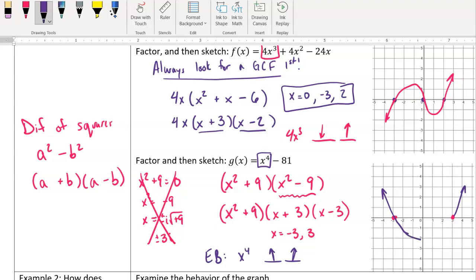And technically, it would have a y-intercept at -1. You might say, how do I know that? Well, that's because if we put 0 in for x, my y value would be at -1. I'm sorry, -81.